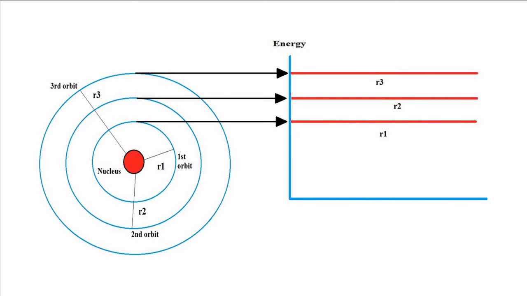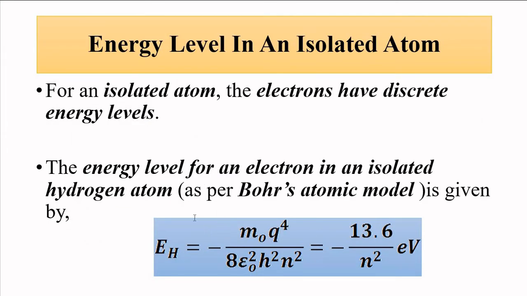That value of energy is given by this equation as per Bohr's atomic model, taking the hydrogen atom as reference: m0 q^4 by 8 epsilon0 squared h squared n squared, which is equal to minus 13.6 by n squared electron volt. Here q is the electronic charge, m0 is the free electron mass, h is Planck's constant, n is the principal quantum number or the orbit number, and epsilon 0 is the absolute permittivity of free space. To simply remember this, it is minus 13.6 by n squared electron volt.